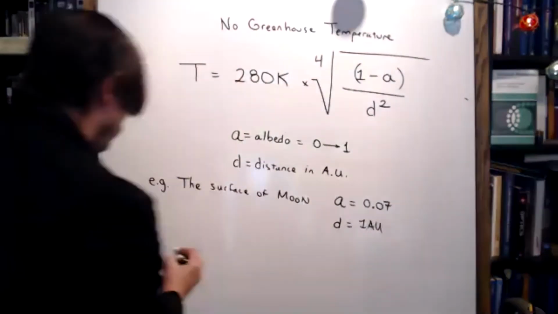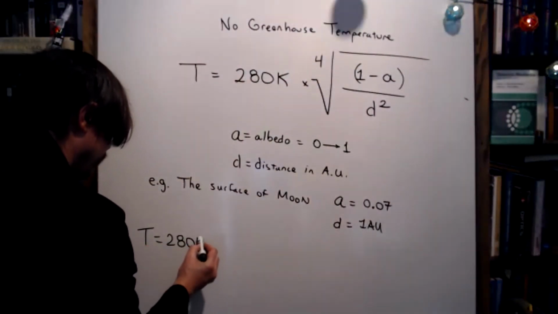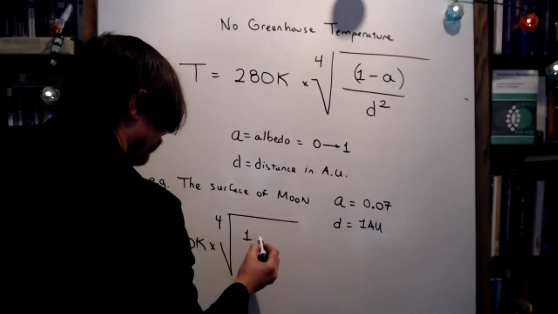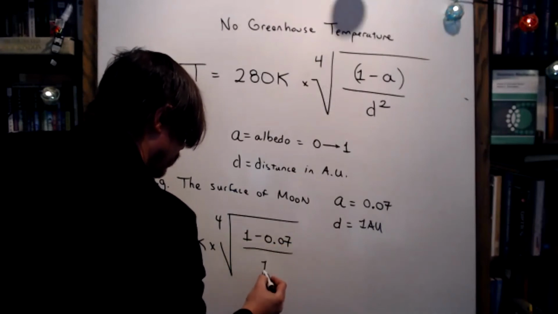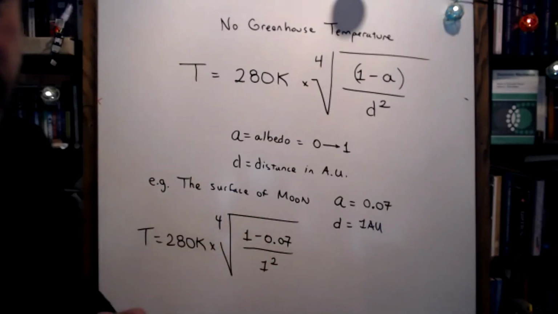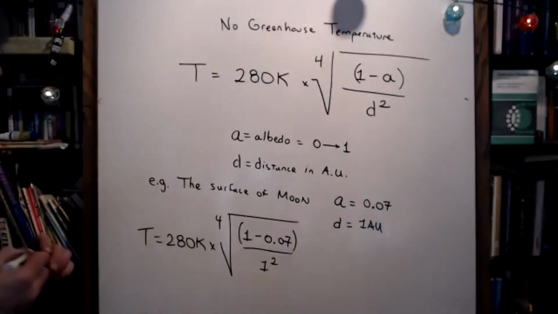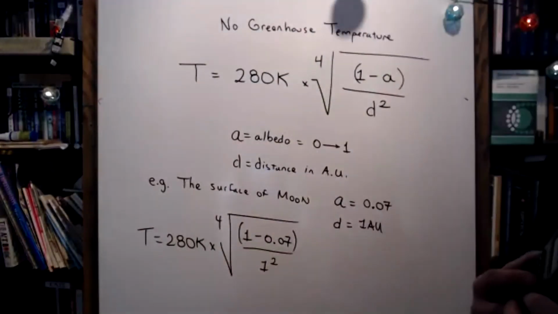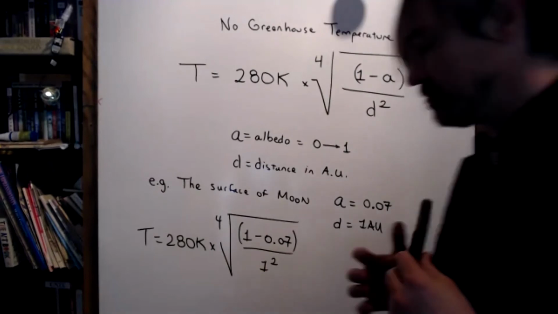Okay. Let's try plugging that in. The temperature then will be 280 Kelvin times the fourth root of 1 minus 7%, all divided by 1 squared, which is 1. So we're going to just ignore that. This should probably be in parentheses, by the way. I'll show you all how to punch that in, okay? Andrew, let me know when you've got that copied down, and I'll do a demo.